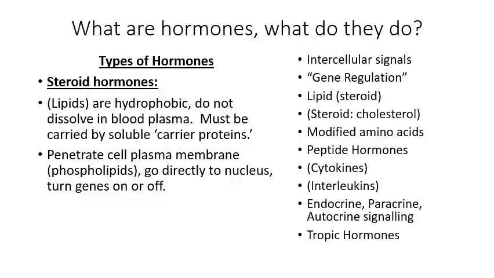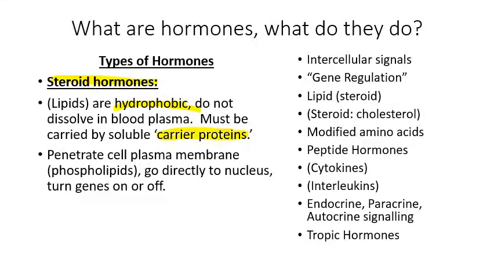All right, so just a word about steroid hormones. Because lipids are generally hydrophobic, you know that from the first week of this class, they do not dissolve in the blood plasma. So steroid hormones are produced by a number of different endocrine organs, but they cannot dissolve in the blood and be transported through the blood by themselves. They actually have to be carried through the blood by soluble carrier proteins.